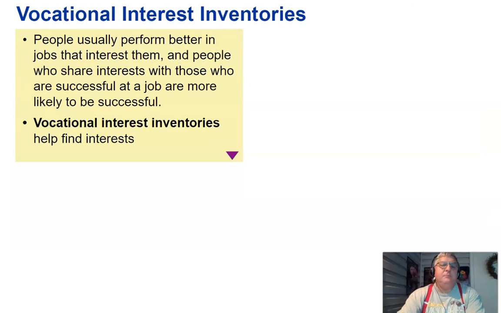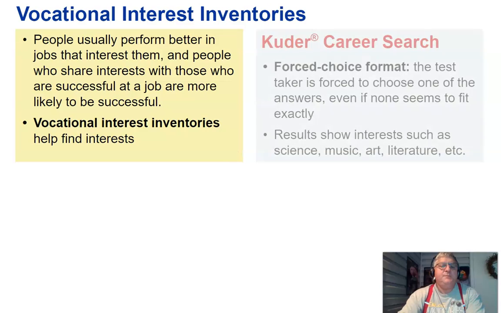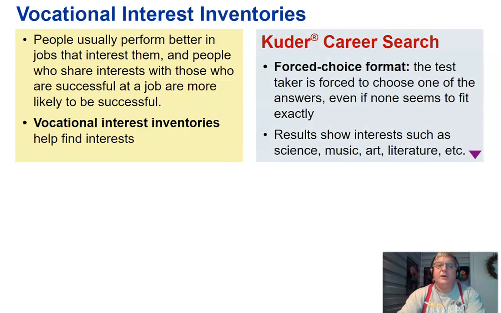People usually perform better in jobs that interest them, and people who share interests with those who are successful at a job are more likely to be successful. Vocational interest inventories help find interests. In the forced choice format, the test taker is forced to choose one of the answers, even if none seems to fit exactly. Results show interests such as science, music, art, literature, etc.